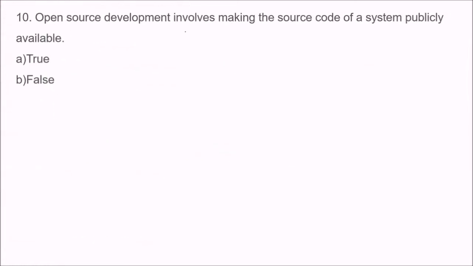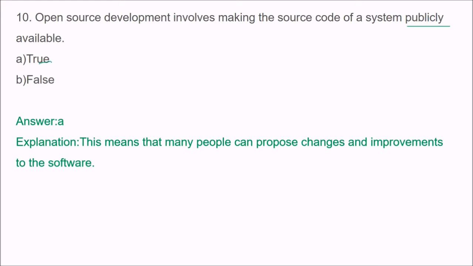Next is, open source development involves making the source code of a system publicly available. Is it true or false? This is absolutely true. This means that many people can propose changes and improvements to the software. That is why OpenOffice is so famous. GIS, you see, you have a Quantum GIS. Of course, the operating system Linux is for you.